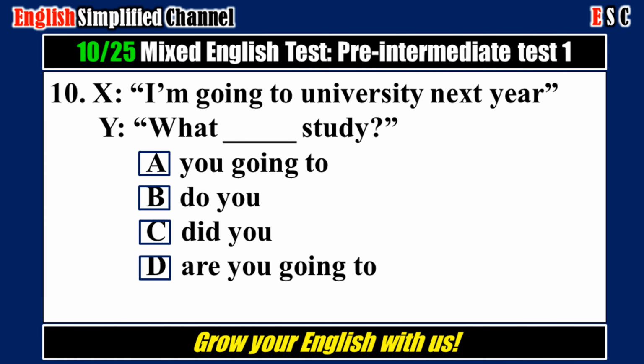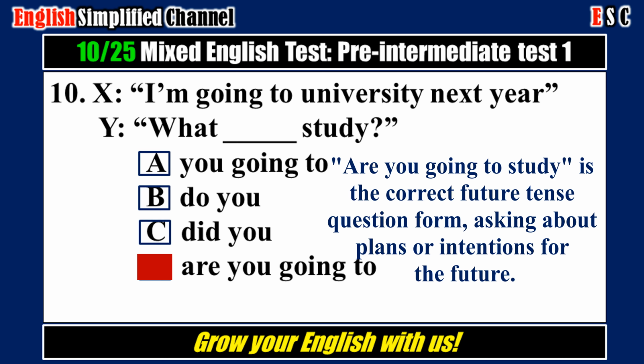10. I'm going to university next year. What, blank, study? A. You going to? B. Do you? C. Did you? D. Are you going to? Ten. I'm going to university next year. What are you going to study? Answer. D. Are you going to? Explanation. Are you going to study is the correct future tense question form, asking about plans or intentions for the future.